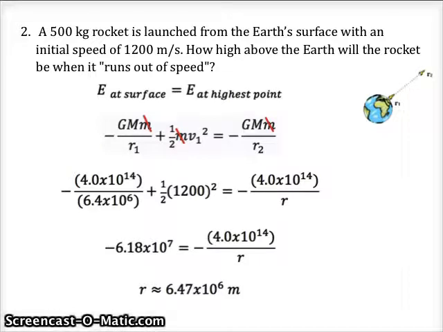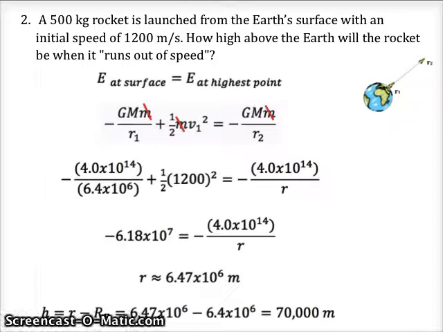Let's go ahead and find now the actual height above the surface of the Earth. So to find that height, we would take this value of R and we would subtract the radius of the Earth, so that we would only get this distance from R, like our R1 to our R2. So when we subtract the radius of the Earth, 6.4 times 10 to the sixth, we get about 70,000 meters. All right, so it only went, or we were looking earlier at a point of 10,000 meters above the Earth.